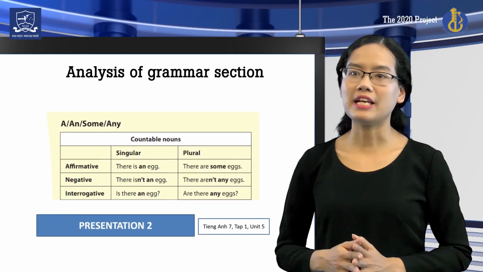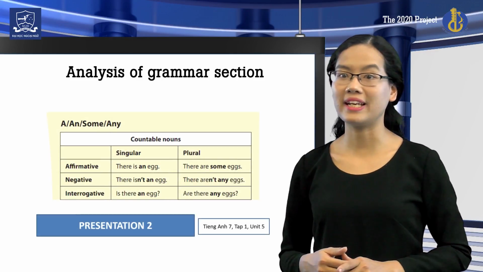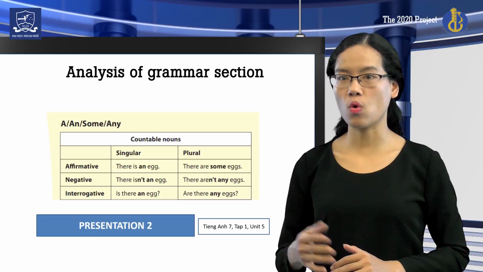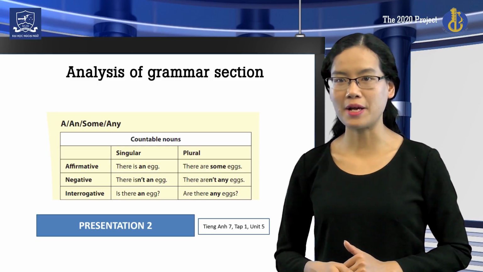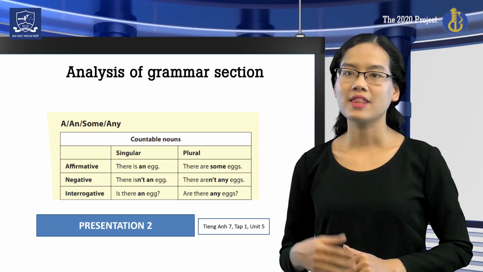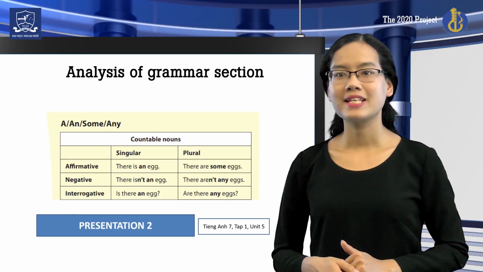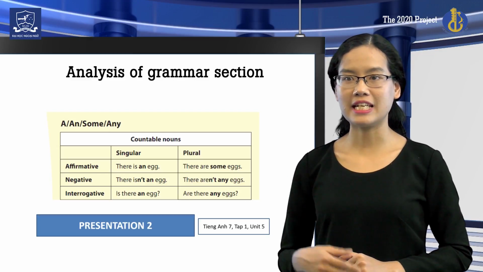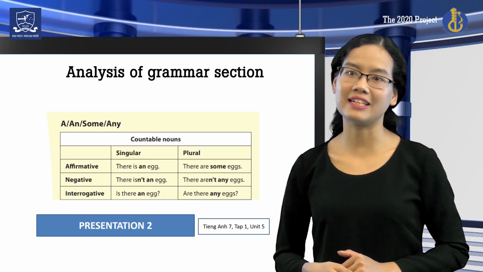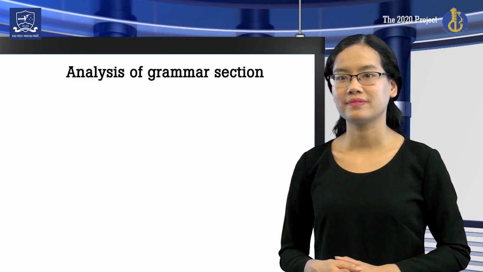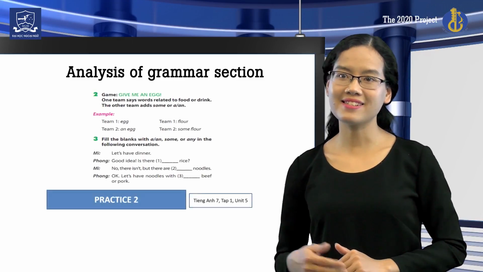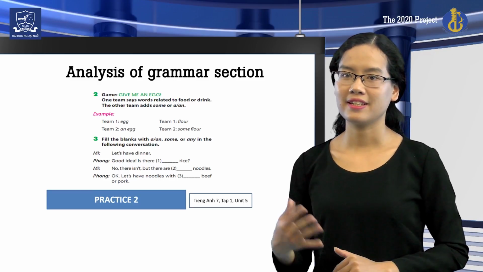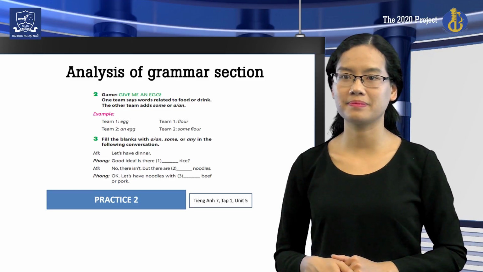After that, teacher introduces the use of countable and uncountable nouns together with words of quantity, or we call quantifiers, in different types of sentences. The use of a, an, some, any in affirmative, negative, and interrogative sentences are clearly clarified in this table. Then, there are two exercises, game Give Me an Egg, and exercise 3, Get Feeling with quantifiers.